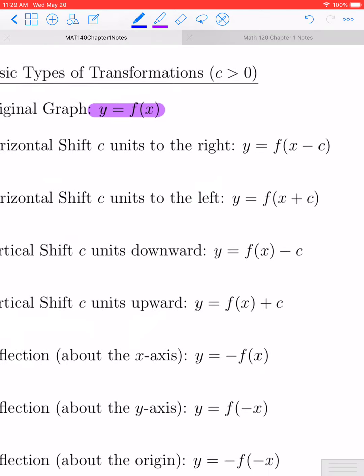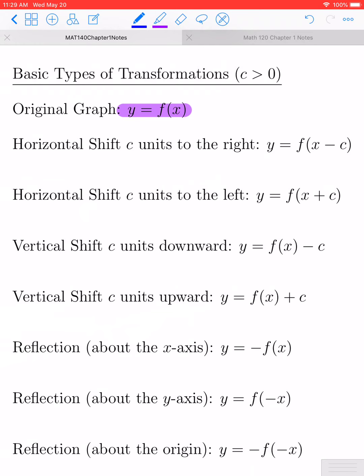For example, the effect of adding or subtracting on the inside of a function is going to create a horizontal shift. If you look at the transformation y equals f of x minus c, this is going to take the parent graph of f of x and shift it c units to the right. So every point that belonged to the original graph of y equals f of x, which would have the ordered pairs x comma f of x, each of those points would be shifted c units to the right on the x-axis. If we, on the other hand, add on the inside of a function, that's going to shift the graph to the left.